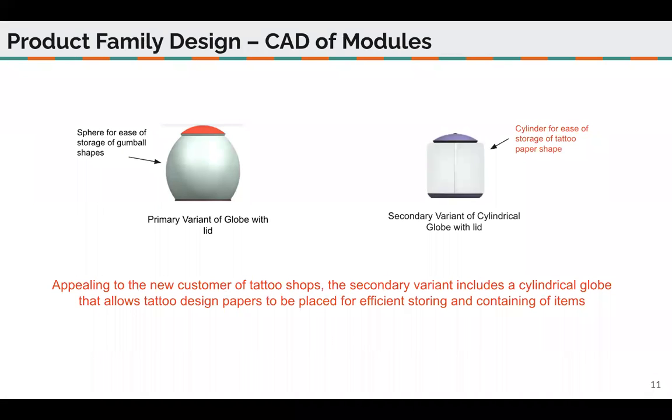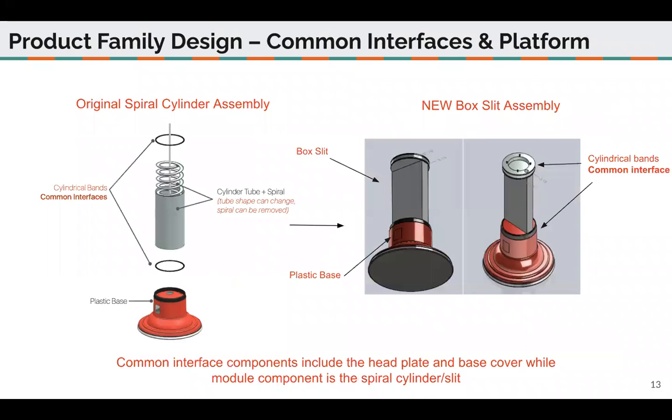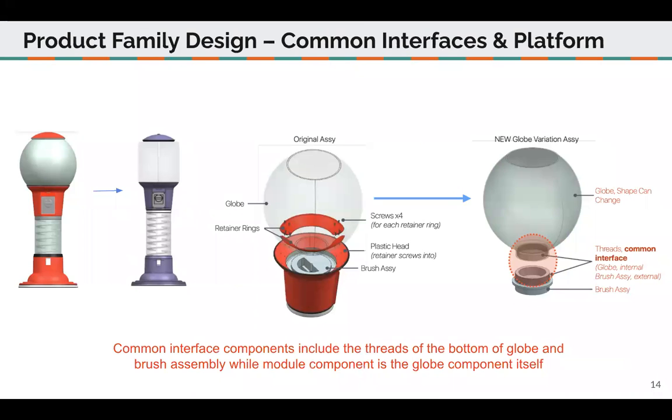These next few slides will show our CAD of our modules as well as the common interface and platform. This one includes our globe, which shows the difference of a cylindrical globe compared to a spherical. The spiral cylinder changing to a box-shaped slit to account for the paper-shaped tattoo designs. For our common interfaces in the spiral cylinder, it includes the cylindrical bands. As well as for the globe, these include the thread in addition to the globe shape changing from the sphere to a cylinder.